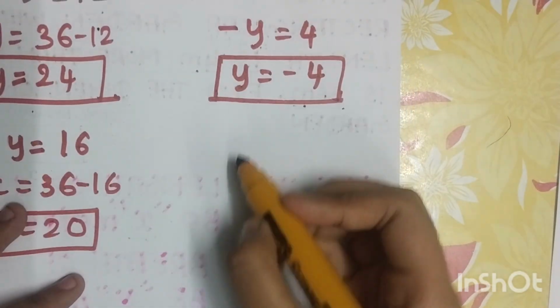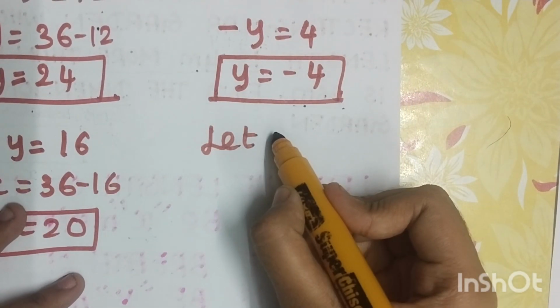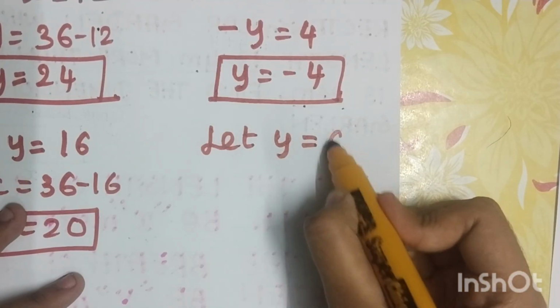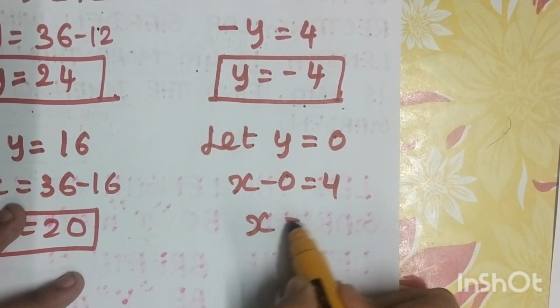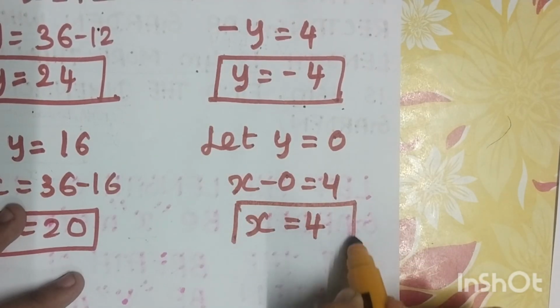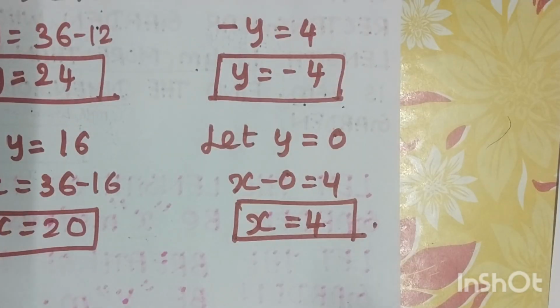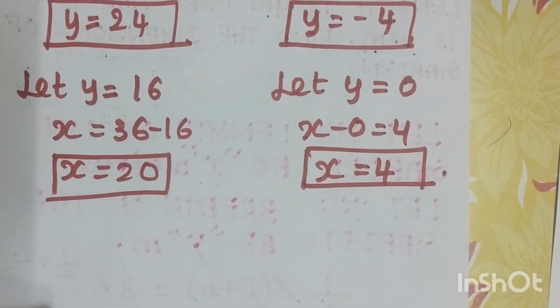Clear? And next let y is equal to 0. So x minus 0 is equal to 4. So x is equal to 4. Right? So now I'm going to tabulate this.